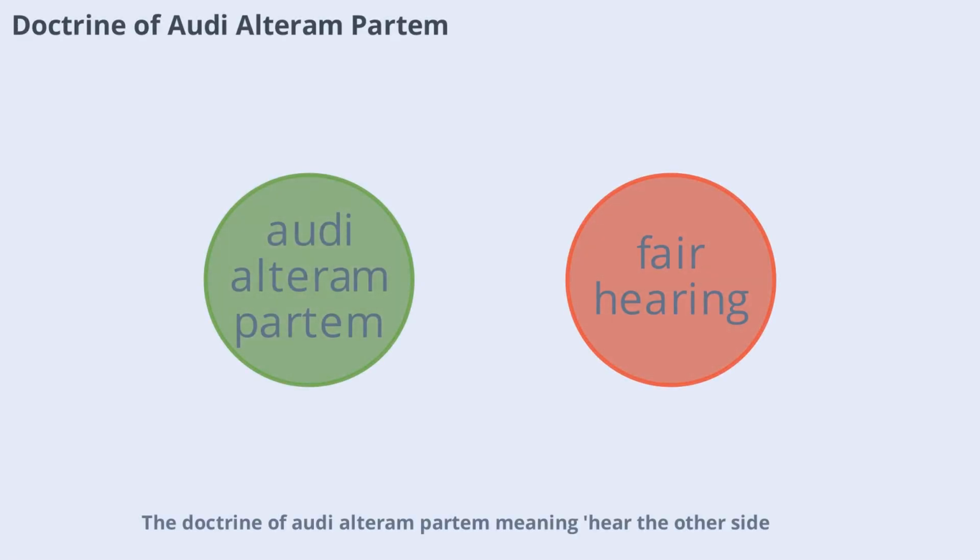Doctrine of audi alteram partem, meaning hear the other side, is a core rule of natural justice. It ensures that no one is condemned unheard. The right to notice and a fair hearing is essential before any adverse action is taken. This doctrine applies to all administrative actions that affect individual rights unless expressly excluded by statute.